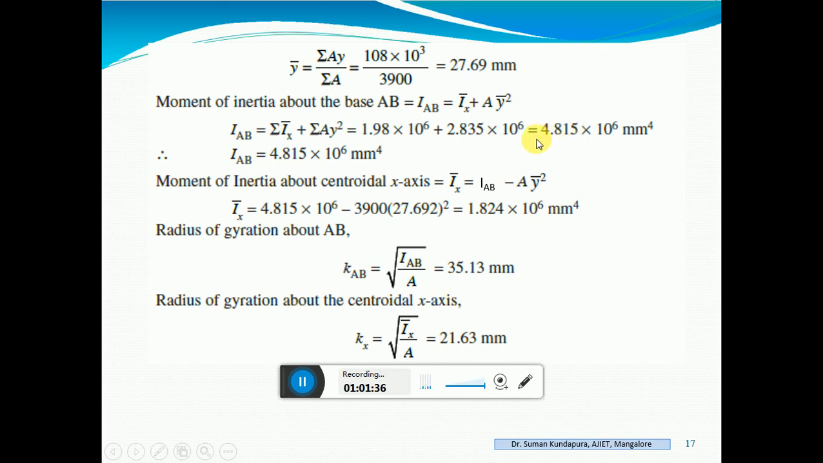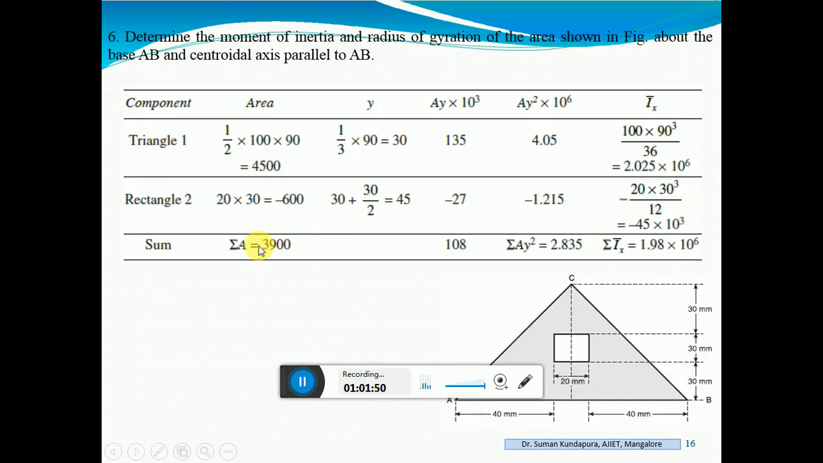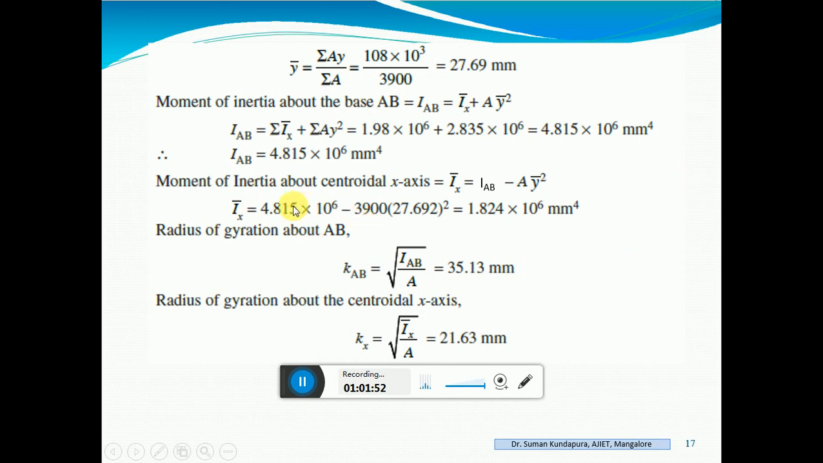For Ix bar, subtract from this value A into y bar square. Y bar is summation Ay divided by A. You found out the y bar. Substitute here. Total area is 3900. So find out Ix bar. I_AB you found out, Ix bar you found out.